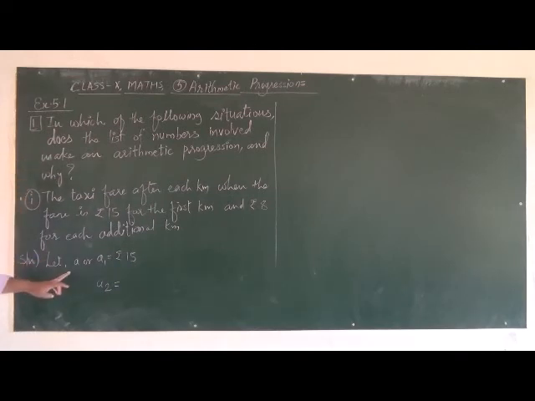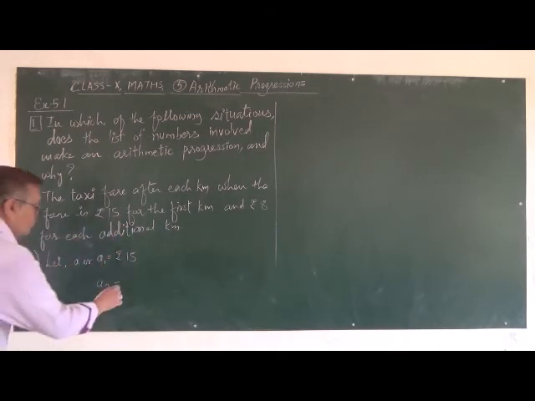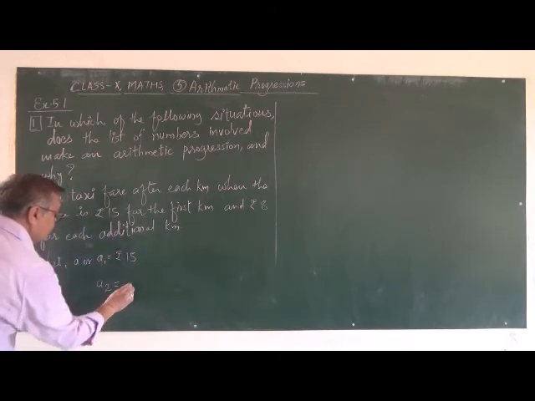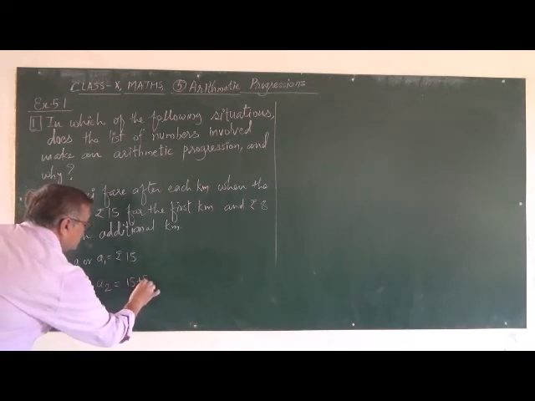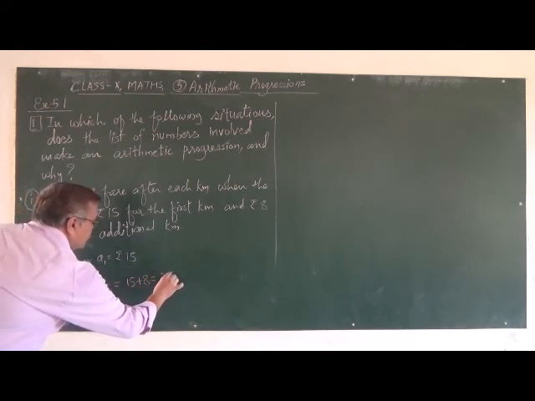Let A1 be the first term. For the first kilometer it is rupees 15, so this is our first term. A1 is rupees 15 and for each additional kilometer rupees 8, so you have to add. How to obtain the second term A2? By adding 8 to the first kilometer fare. So A2 is equal to 15 plus 8, and that is 23.